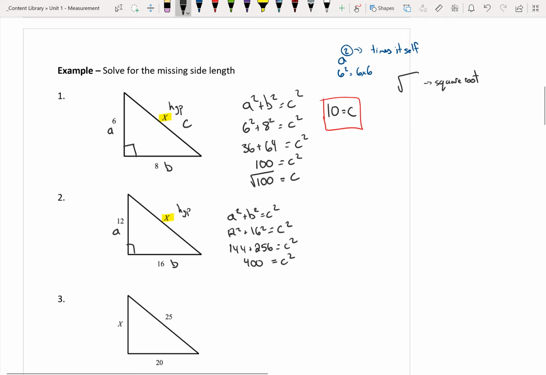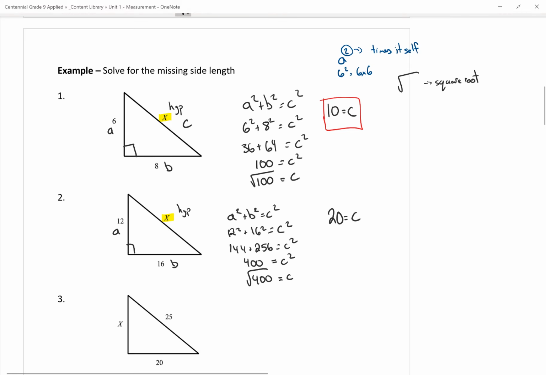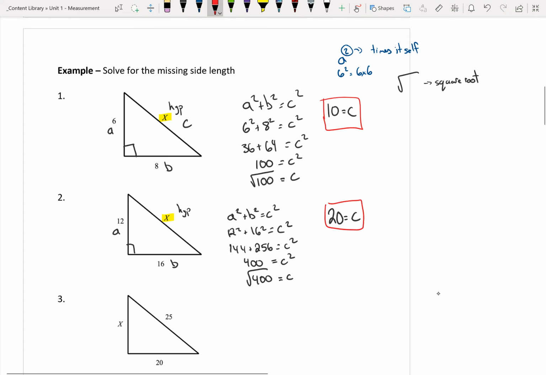Again, I don't want to get C squared, I want to find C. So in order to do that, I need to square root 400, and I get that 20 is equal to C. So that means that hypotenuse in this case is 20.